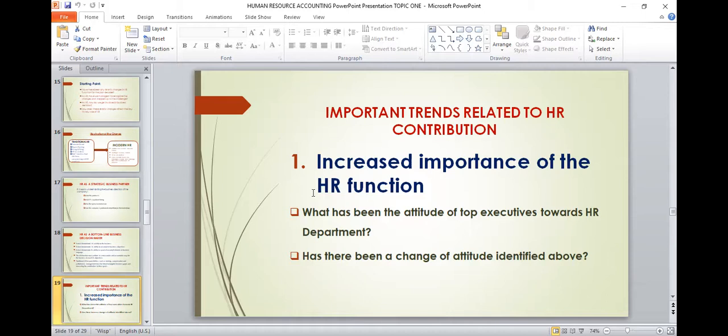This attitude has changed because the top executives are really embracing the new role of the human resource practitioners, that is being strategic business partners, as well as the bottom line business decision makers. Now, how has this attitude changed? The attitude that we have identified, of course, it has changed. And it has changed for the good of business organizations.